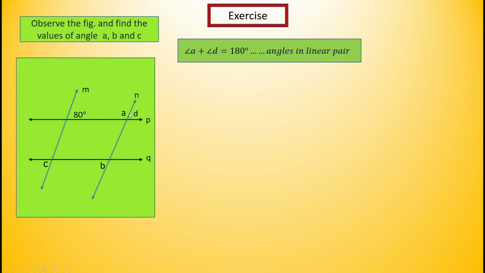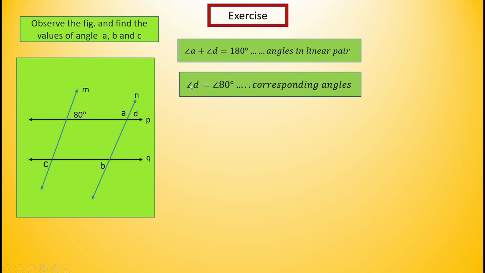And we know that angles in the linear pair are supplementary, and according to this property we can write down the equation angle A plus angle D is equal to 180 degree. Now let us consider these two angles again, 80 degree angle and angle D, and these two angles are corresponding angles.